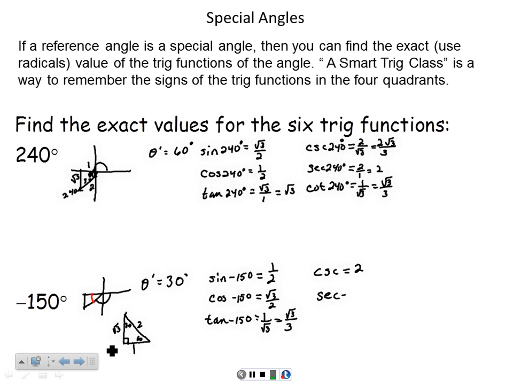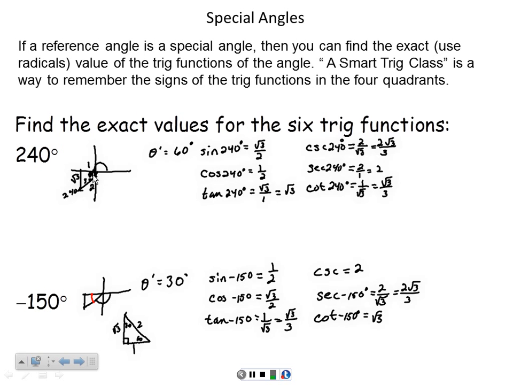Secant of negative 150 is going to be 2 over the square root of 3, and then rationalize, we have 2 square roots of 3 over 3. And then cotangent of negative 150 is going to be square root of 3 over 1, which is the square root of 3.